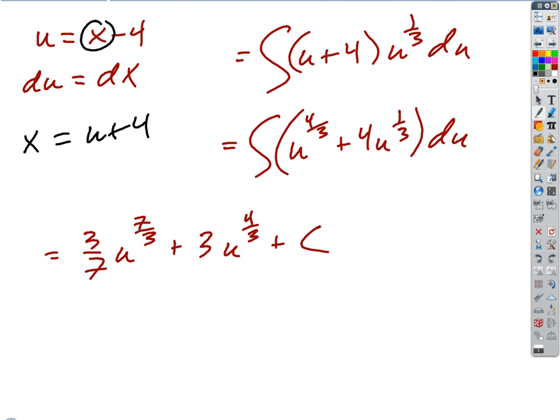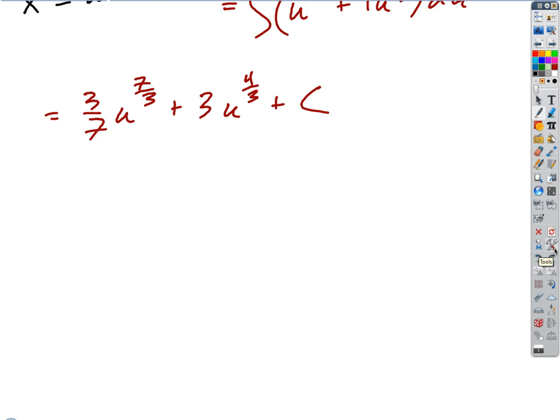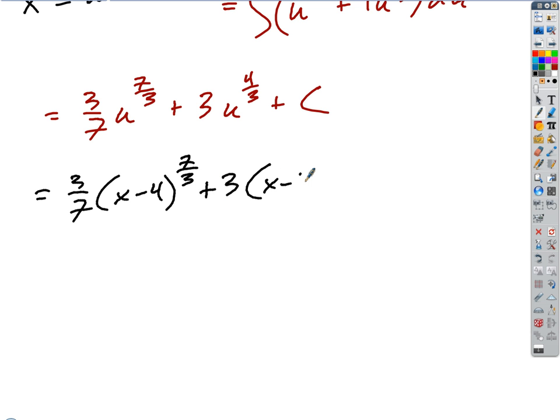Good, so we have to go up to our original substitution and reverse that. So we get x minus 4 for our u's. Done. Okay, no big deal.